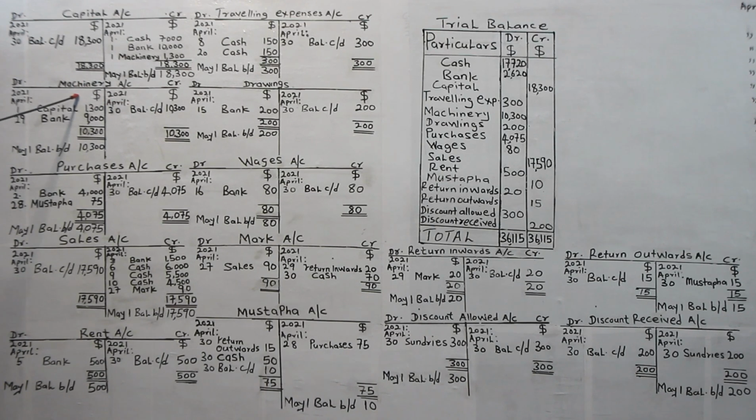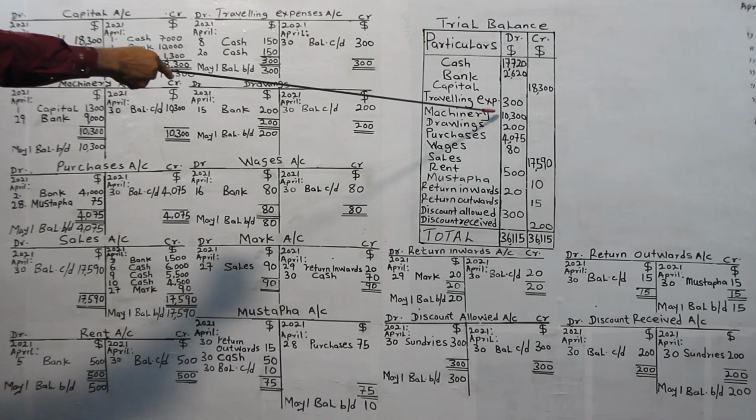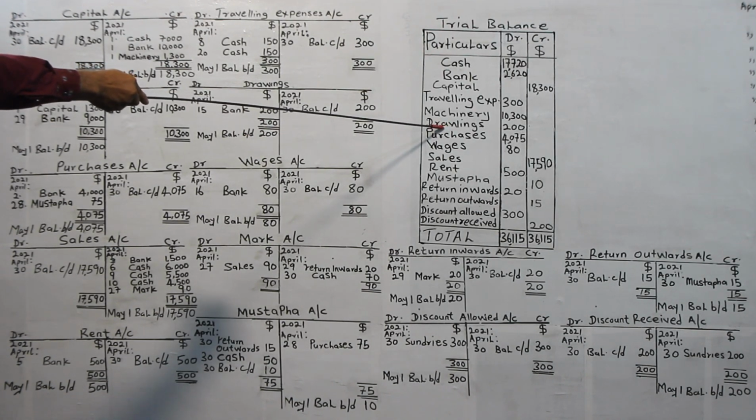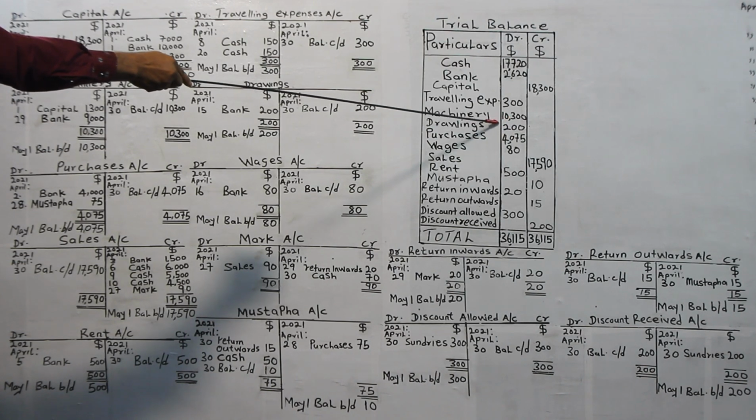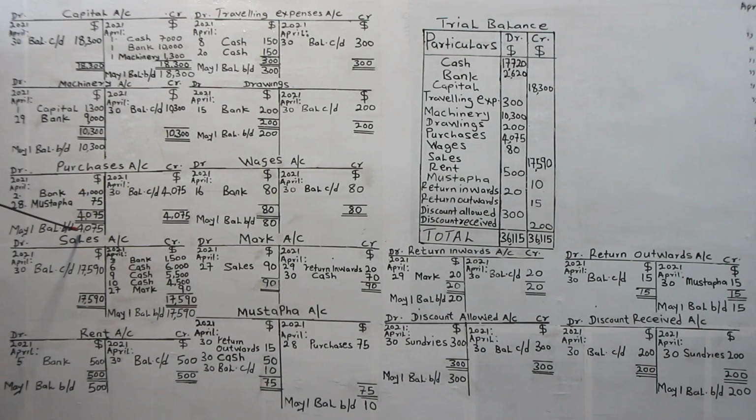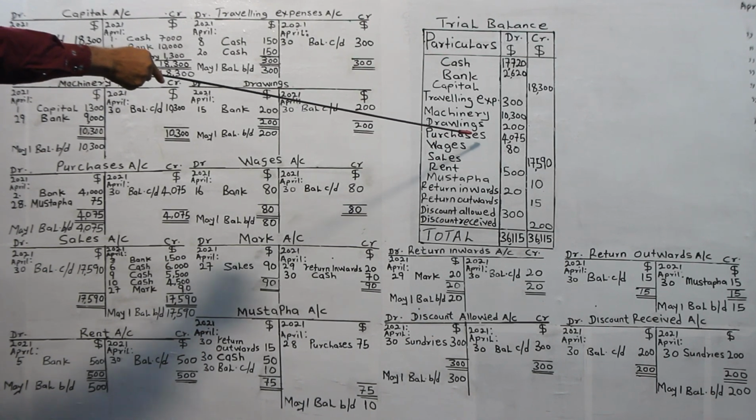We have the machinery account. The balance brought down is on the debit side, 10,300. So we transfer it, machinery, under the particulars, and 10,300 on the debit side. We have the drawings account. The balance brought down is on the debit side, 200. We take drawings to the debit side of the trial balance, $200. We have the purchases account. The balance brought down is on the debit side, 4,075. So we take the purchases account to the debit side of the trial balance, 4,075.